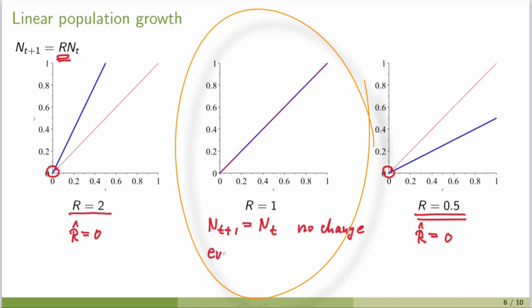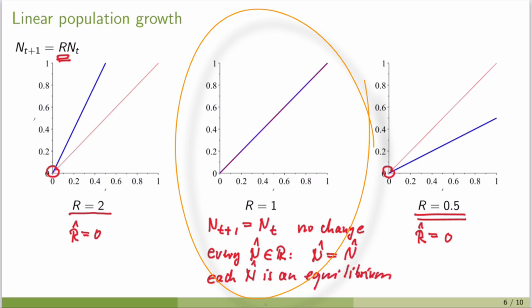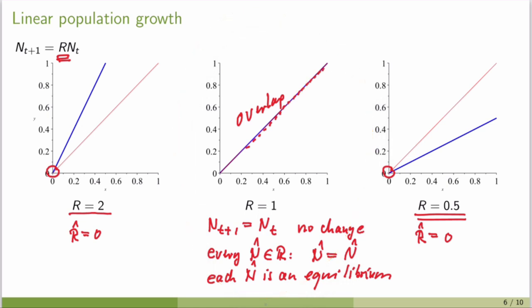So which means every n hat in the real numbers satisfies n hat equals n hat, obviously. So every n hat is a fixed point. So each n hat is an equilibrium. And of course, if you look at the graph, they overlap. So each point here, everybody would be an equilibrium. Cool. So we can have 1, we can have 2, as we've seen earlier. We can have many, we can even have a continuum of these.